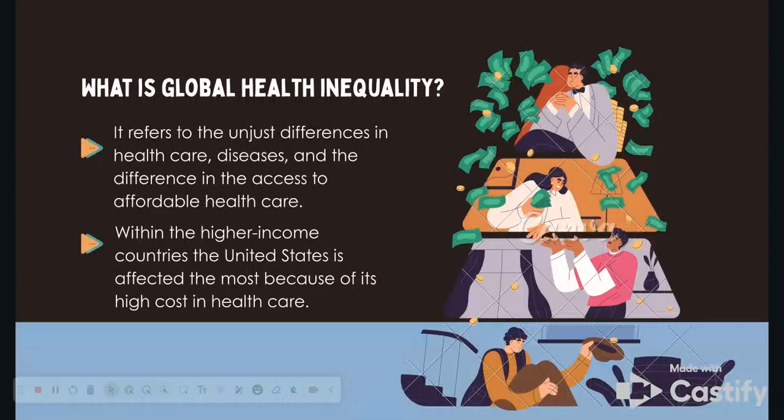What is global health inequality? It refers to the unjust differences in healthcare, diseases, and the difference in access to affordable healthcare. Among the higher income countries, the United States is most affected because of its high cost of healthcare. This is because people in the United States who are lower income would rather skip medical care than get help because of the debt that medical bills can cause. The U.S. has the highest infant mortality rate and maternal mortality rate among the higher income countries.